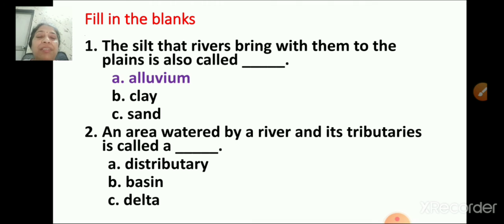Second, an area watered by a river and its tributaries is called a dash. Options are distributary, basin, delta. Yes, what is the answer? Basin. An area watered by a river and its tributaries is called a basin.